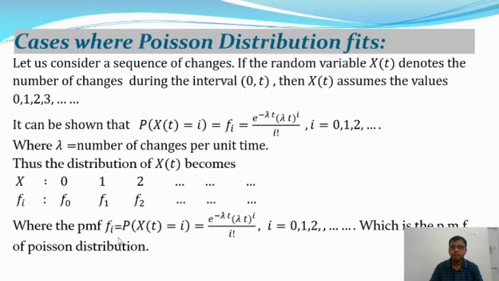And the probability mass function, probability of X_t equal to i, is given by e to the power minus lambda t into (lambda t) to the power i by factorial i, where i is equal to 0, 1, 2 and up to infinity, which is also the Poisson distribution, where the probability mass function is this, and lambda is the number of changes per unit time.